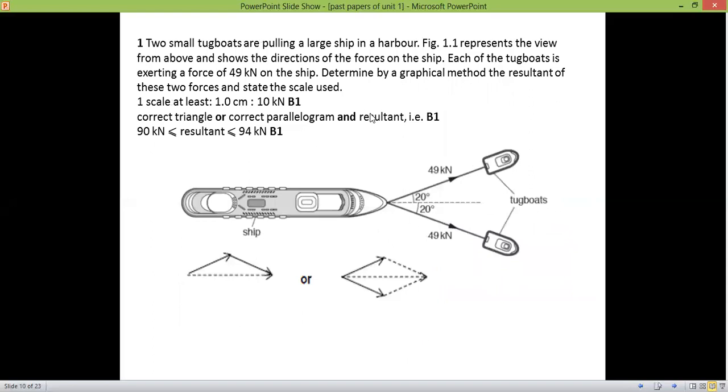Next is, again we have to find the resultant force. These two boats are pulling a single ship. Each is applying the same force but at an angle of 20 degree. One is applying force at an angle of 20 degree above this horizontal line, and the other is applying force at an angle of 20 degree below this horizontal line. We have to find the resultant, and the first step is we have to choose the scale, and then we can find the resultant either by head to tail rule method or parallelogram method.